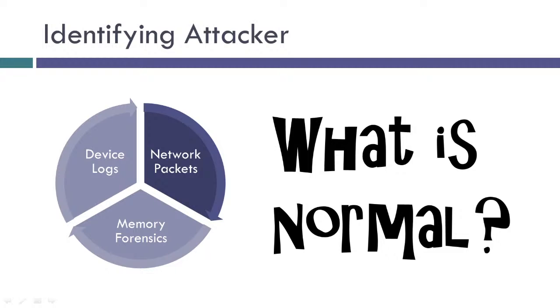How do we identify the attacker? An attacker can be identified based on different characteristics or criteria. In our session, we will consider the three most important things we use in identifying attackers. First is network packets, then device logs, and then memory forensics. These three give us complete visibility into the network connections based on the endpoint, what is happening, what is normal and what is not.